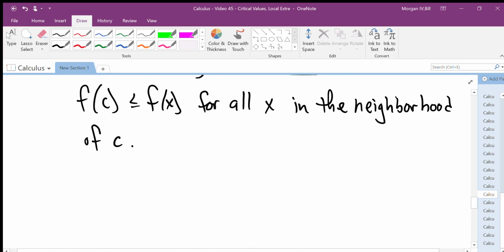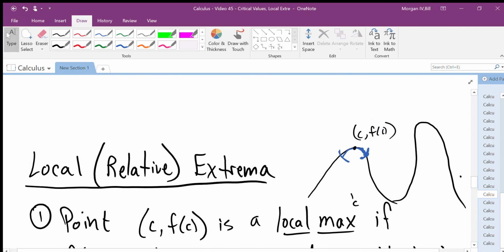So if we go back up to that picture that I had, this (c, f(c)) that we had here, I was trying to make that a better c and I failed. This (c, f(c)) is a relative or local maximum, but it is not the highest point on the entire curve, right? If let's say our curve stops here, the highest point of the entire curve is over here.